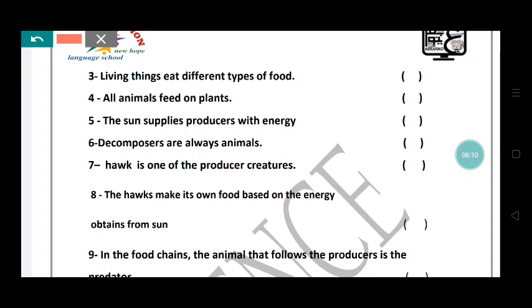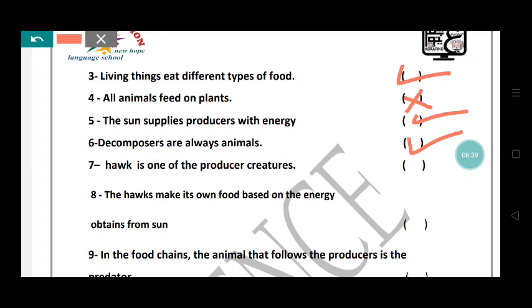Living things eat different types of food. All animals feed on plants. No, like hawks. Okay. The sun supplies producers with energy. Super. Decomposers are always animals. No.